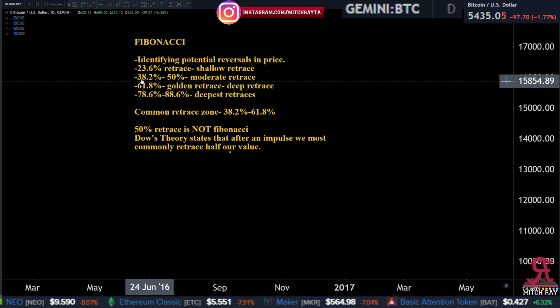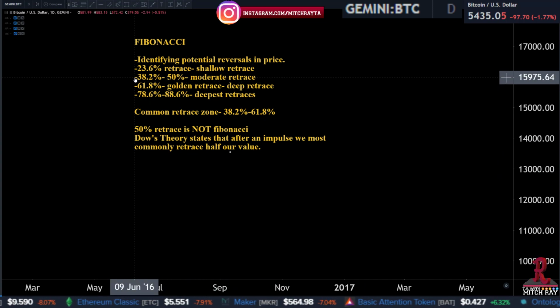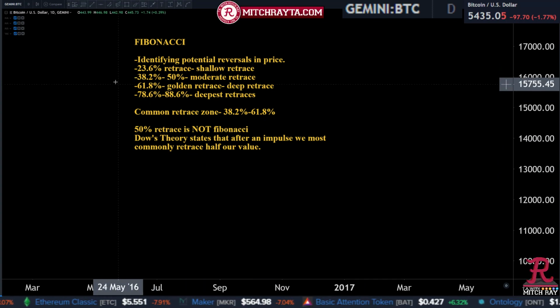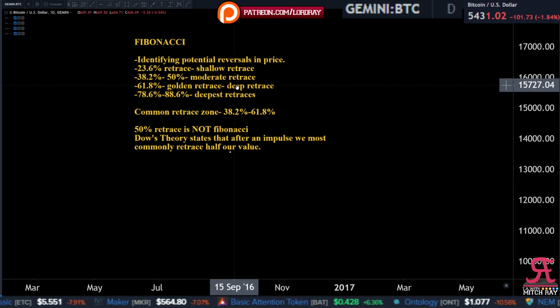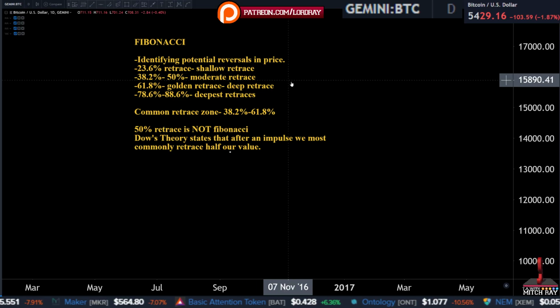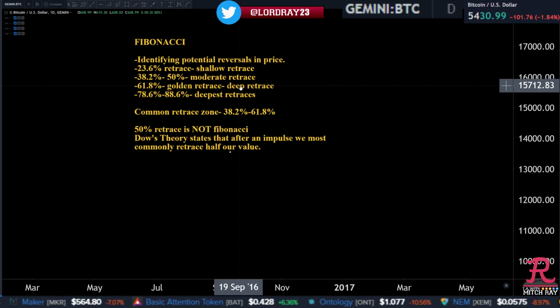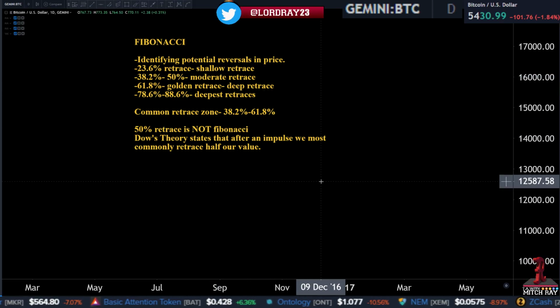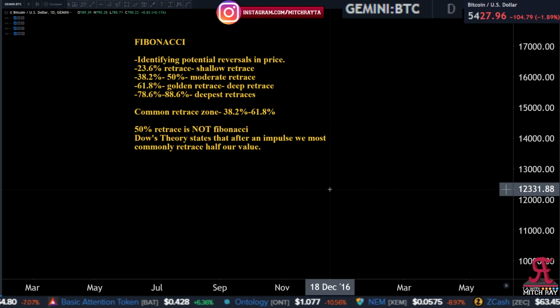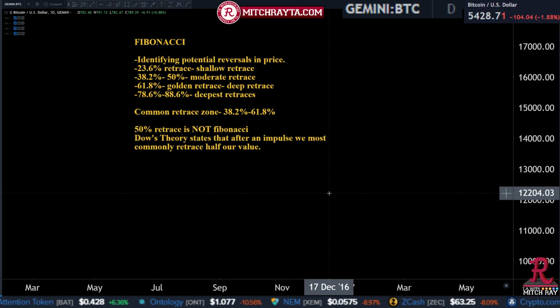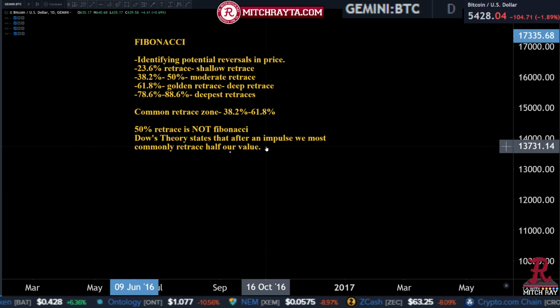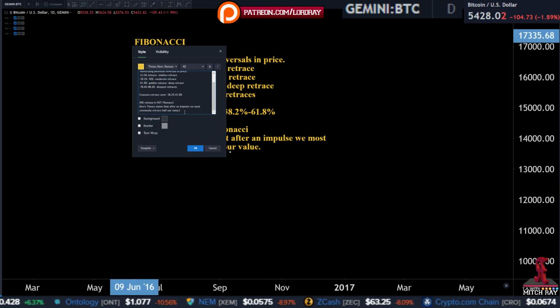Those are what we just call the moderate retrace zone. The 61.8% retrace is what I call the golden retrace, or what people call it, I guess. It's a pretty deep retrace, still moderate, but pretty deep. And that is the reciprocal of the 1.618 Fib extension, which is the golden mean ratio.